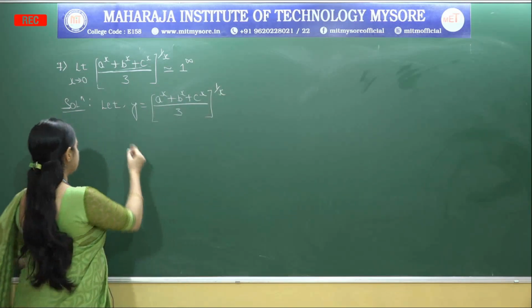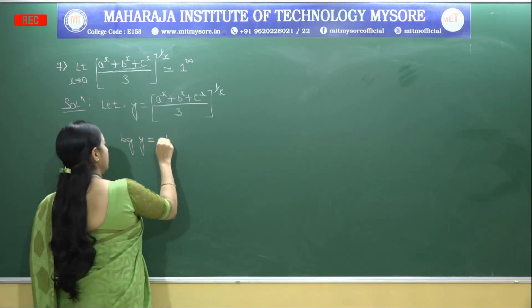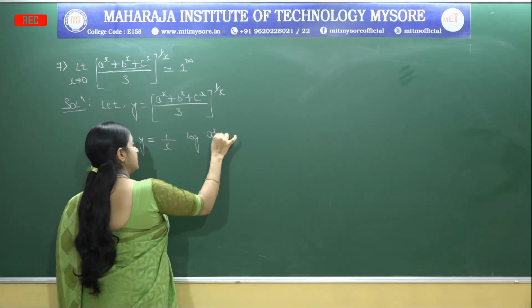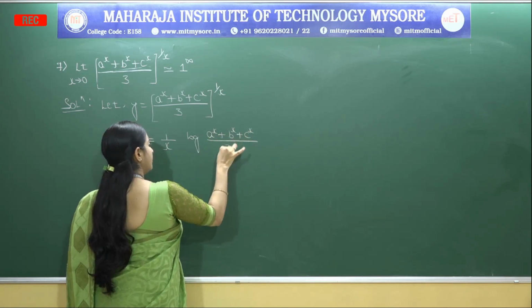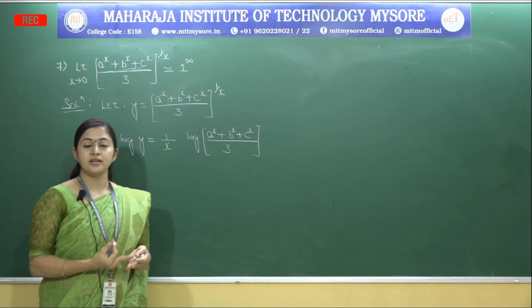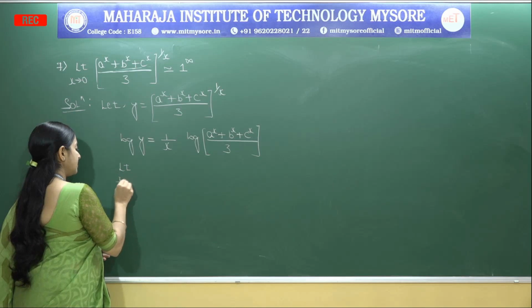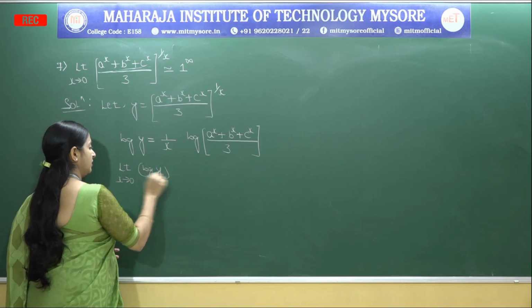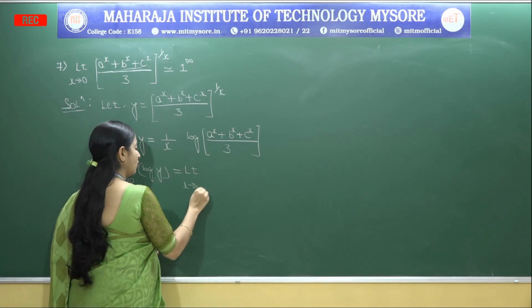Take the log on both sides. Log y equals 1 by x log of (a power x plus b power x plus c power x) divided by 3. Then apply the limit as x tends to 0 on both the sides. Limit of x tends to 0, it is log y equals limit of x tends to 0.